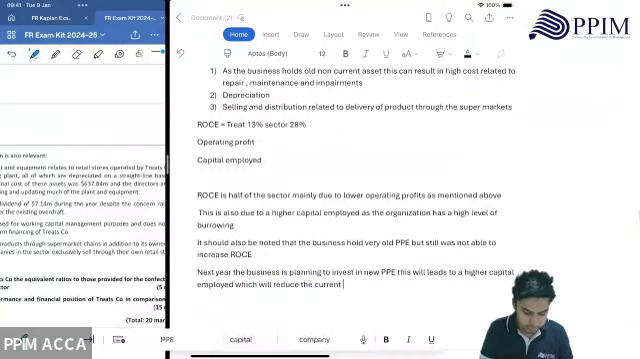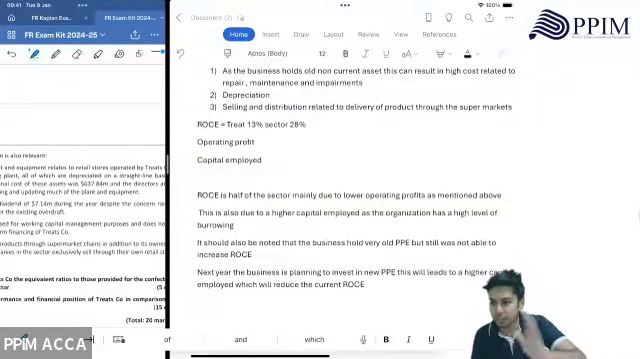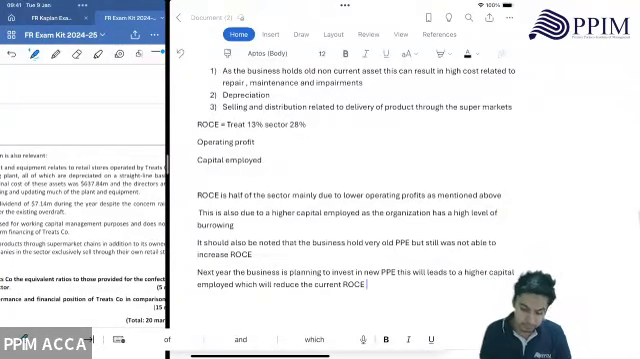reduce the current ROCE. Guys, listen, the points I'm writing, if they do not make sense to you, you have to tell me. Okay, now I'll explain why this is going to happen. But if the points you're writing don't make sense to you, you should tell me. Right. Next one.